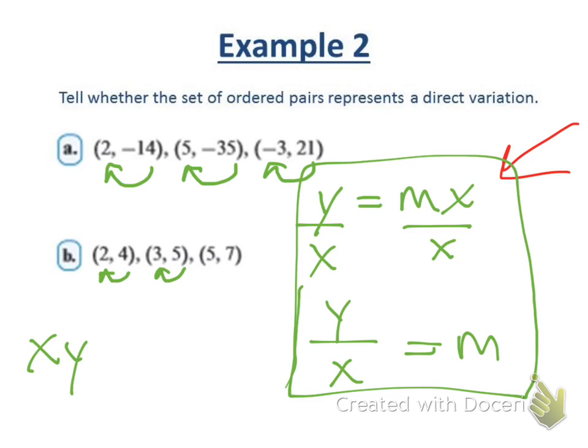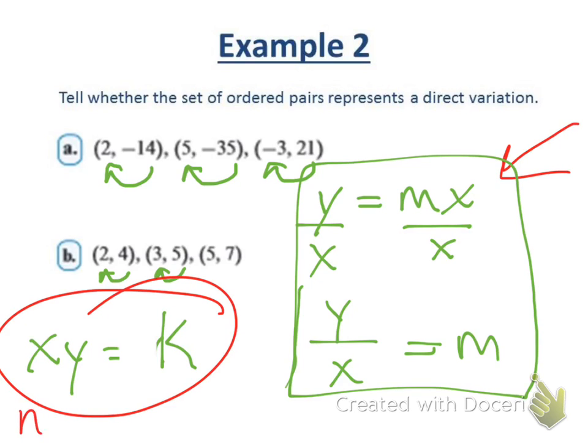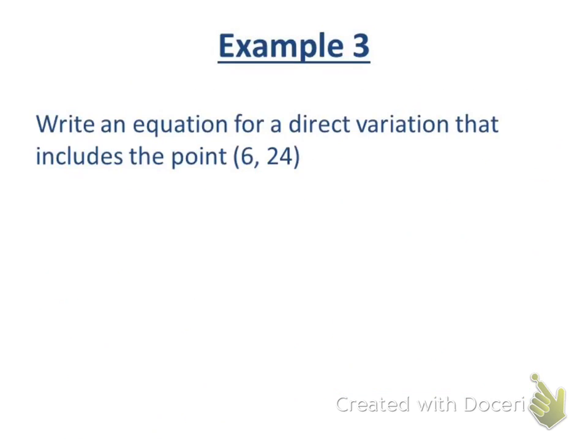Inverse variation, when we look at that, it's going to be x times y equals the same number every time. And it's not going to be m. It's going to be k, because m is reserved for slope. This one is not linear. Okay? It cannot be written as y equals mx plus b. Not linear. Okay? So what about this one?